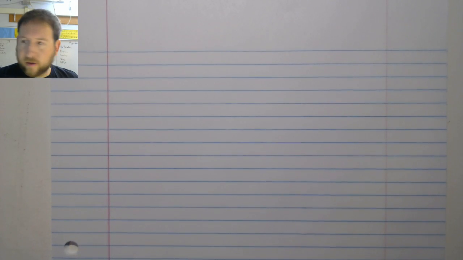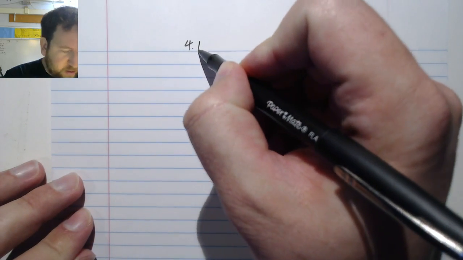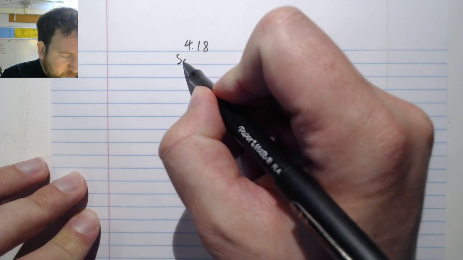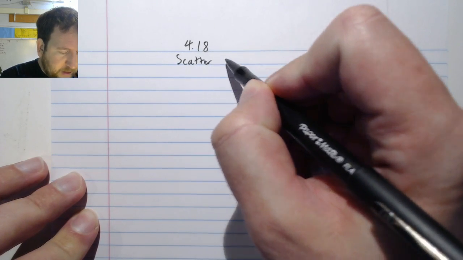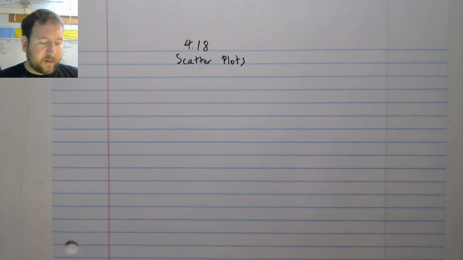Hi, welcome. We are going to do section 4.18 today, the last section in chapter 4, which is kind of exciting. And it is called scatter plots. And it's a fairly easy one, but it's got some interesting ideas.